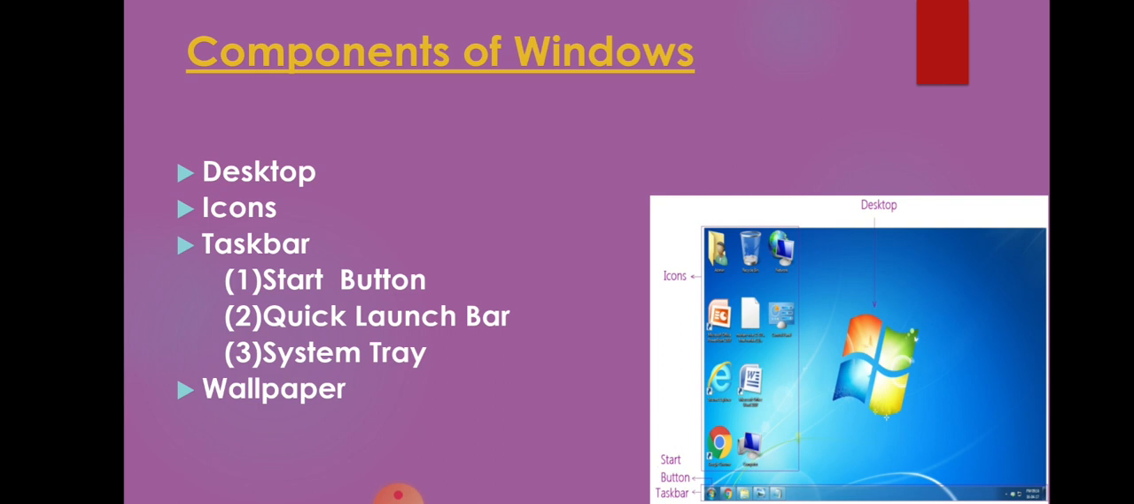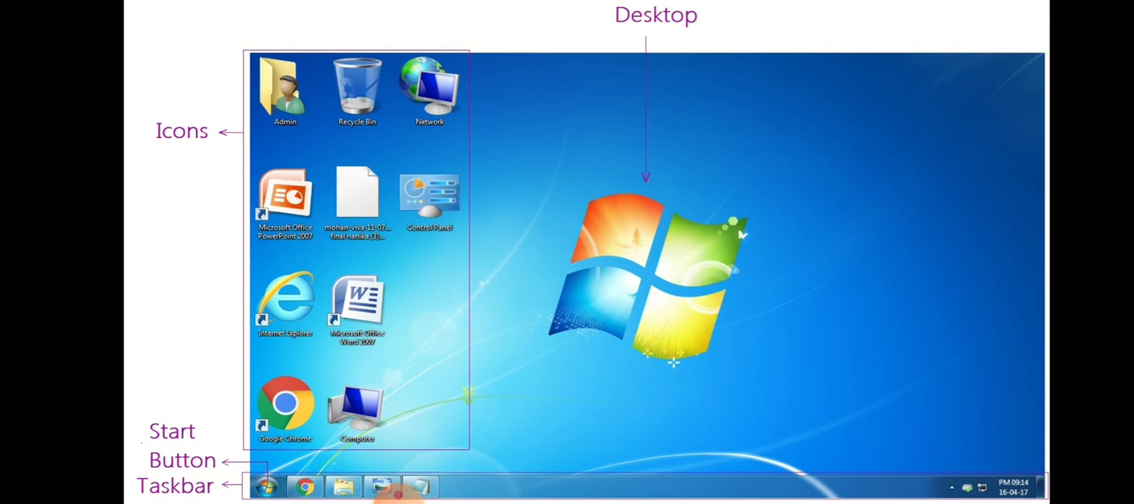Okay? So, the different components of Windows are desktop, icons, taskbar and wallpaper. Students, taskbar has start button, quick launch bar and system tray. So one by one we will study about each of them.